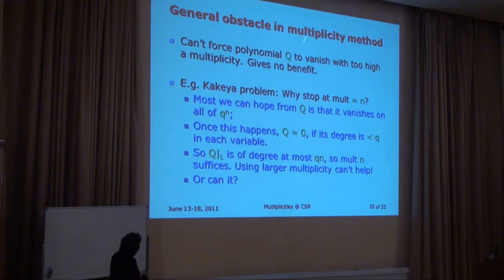So what was the obstacle to this multiplicity method? So let's see, why did we stop at multiplicity n when we were looking at these Kakeya sets? Okay, I have these points in space, and why did I stop at multiplicity n? Suppose I gave you that at every one of these points you have a polynomial of multiplicity 10 times n. Could you have done anything better? Well, I claim it's useless to know more.